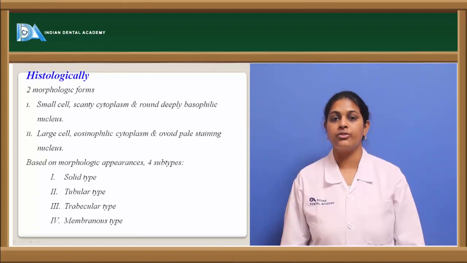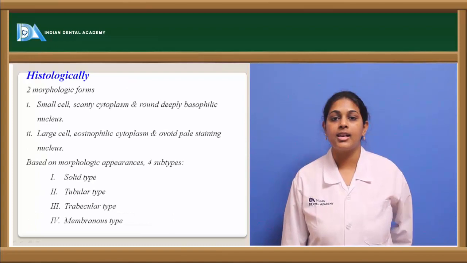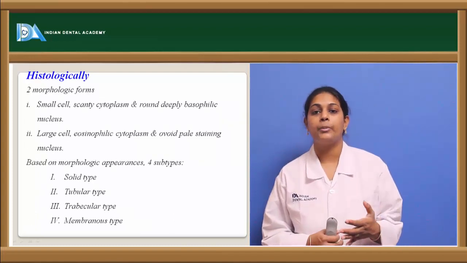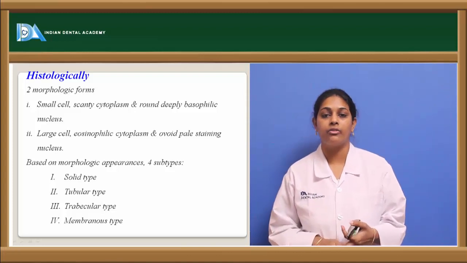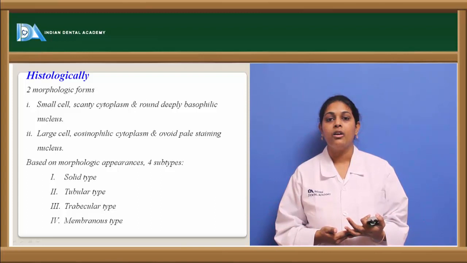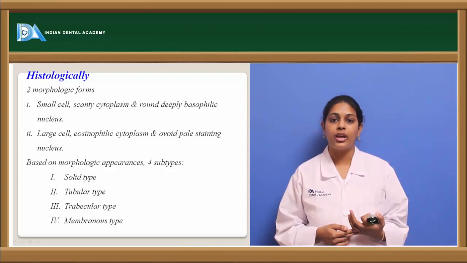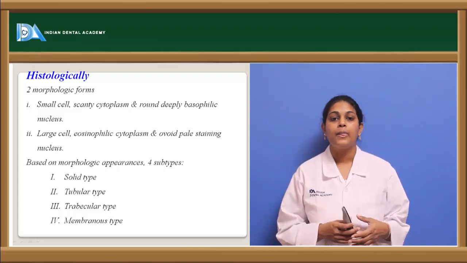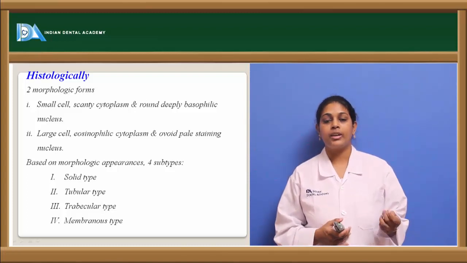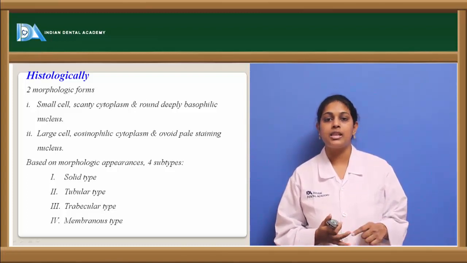Coming to the histological features, usually we find that the cells are basaloid in appearance, that is, they give a cuboidal-like shape with a nucleus placed towards the basement membrane, and with keratinization and squamoid appearance can be seen. And there are two morphological forms. These basaloid cells can appear either as a small cell or a large cell.